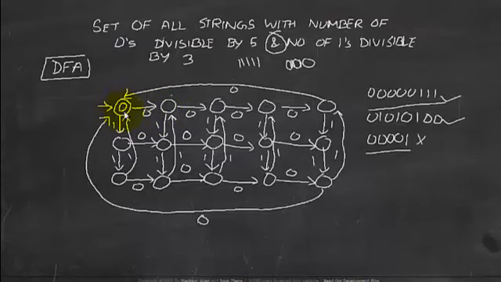As you can see, even for this state and all these states, the transition for 0 and the transition for 1 is given, since the input alphabet is 0 and 1, the transition for all the input alphabet is given.